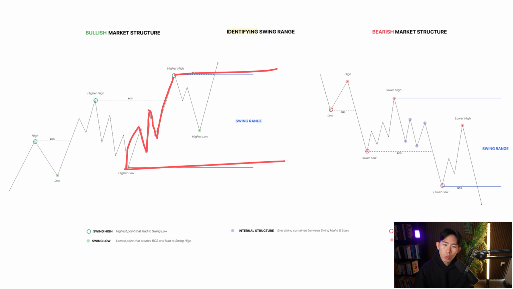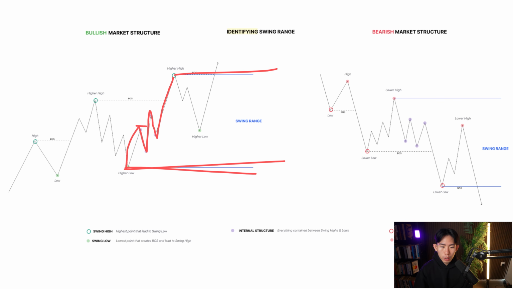But is this a swing low? Not really. Is this a swing low? Not really, because we have already identified that the swing low is right here. Okay, so that doesn't change whatsoever. So as a result, we can identify this thing that is going on in here as the internal structure.